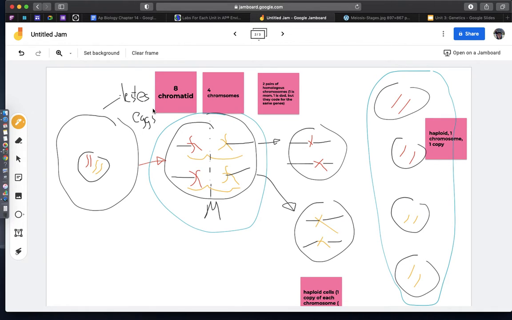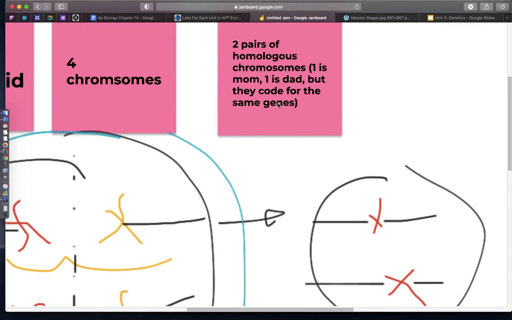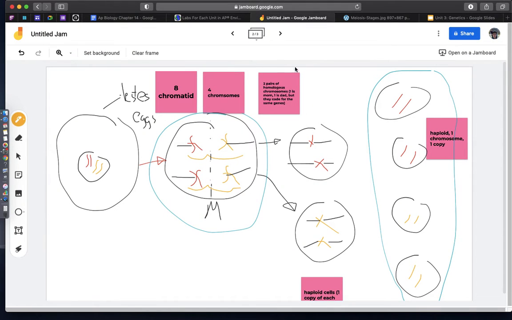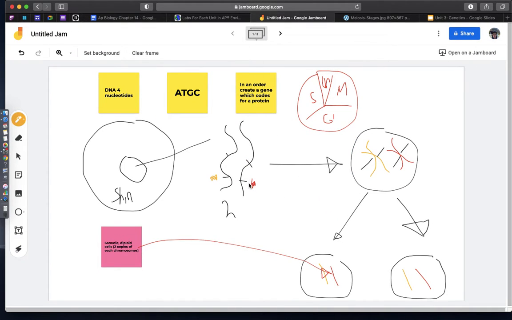So let's talk about testes and eggs for a minute. Right here we have 4 chromosomes, 2 pairs of chromosomes that are homologous. So this maternal and paternal chromosome are homologous, and this pair is homologous. And we call them homologous chromosomes because they're the same chromosome. One is for mom and one is for dad. They code for the same genes, but they might code for different traits. So if this was the gene for hair color, this might code for red hair and blonde hair, which means that you might express red or blonde or somewhere in between.